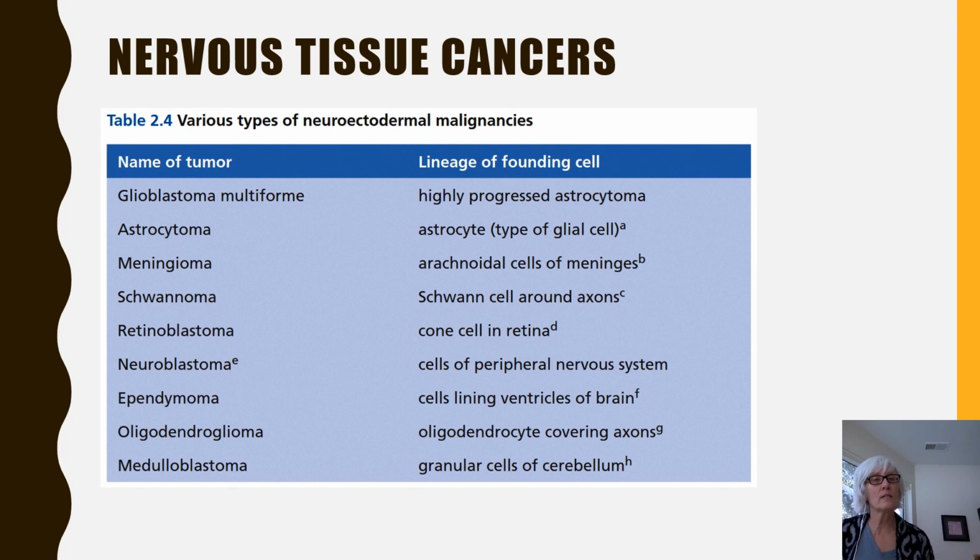Nervous tissue cancers are also not categorized as either sarcomas or carcinomas. Here we have a list of the various nervous tissue cancers. You'll see that some of them are cancers of actual neurons, but the vast majority of them are cancers of the glial cells, both in the central nervous system and in the peripheral nervous system. Again, these are not categorized as either carcinomas or sarcomas, but are rather in their own category of nervous tissue cancers.